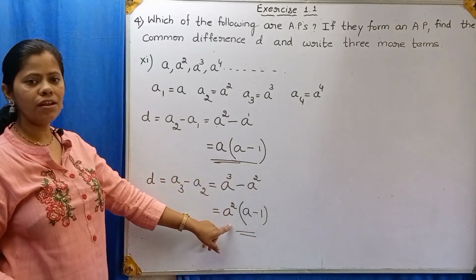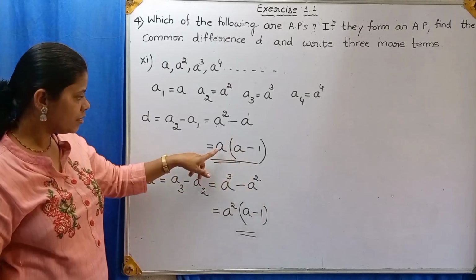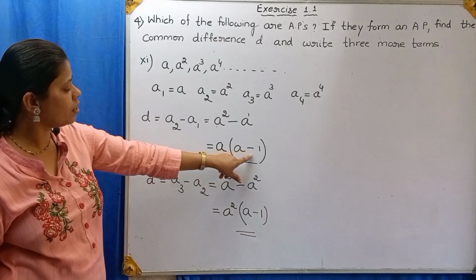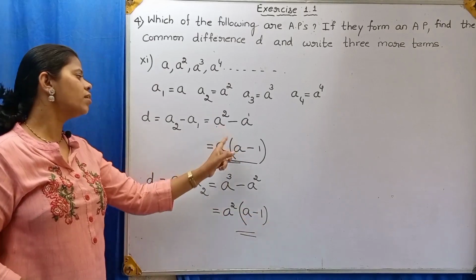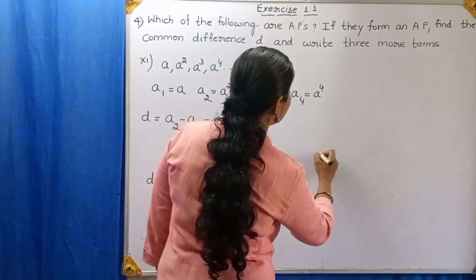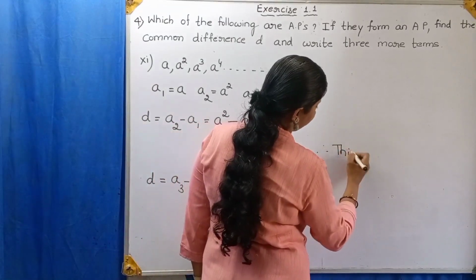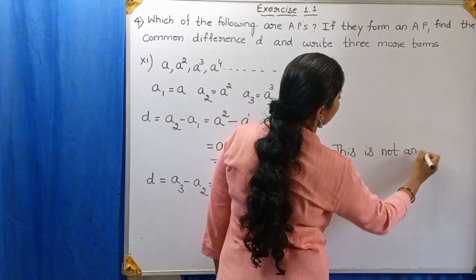Now compare these two. Whether these two are equal? No. Therefore, it is not an AP. See here, it is a into a minus 1. Here it is a square into a minus 1. Both are not the same. Therefore, this is not an AP.